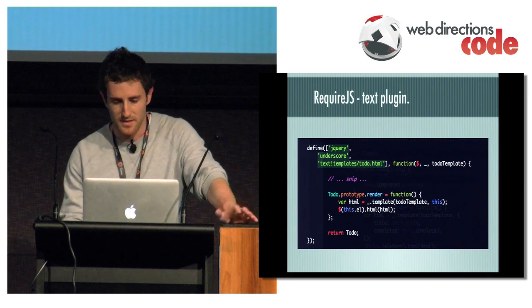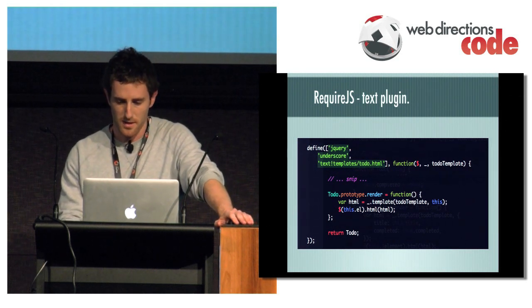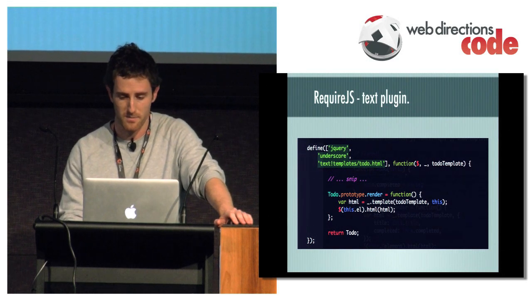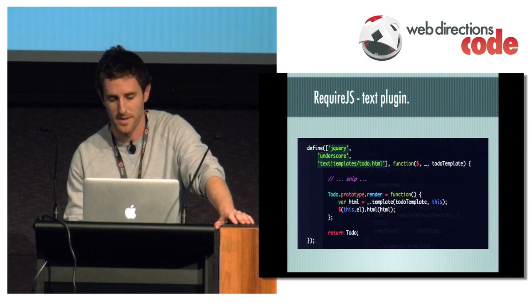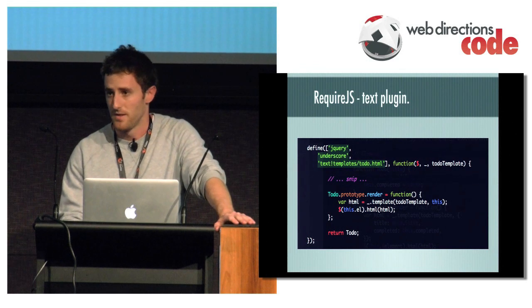So the render is basically just using underscore, replacing the string of templating with some variables, and then assigning it back using jQuery on an element just with the HTML.